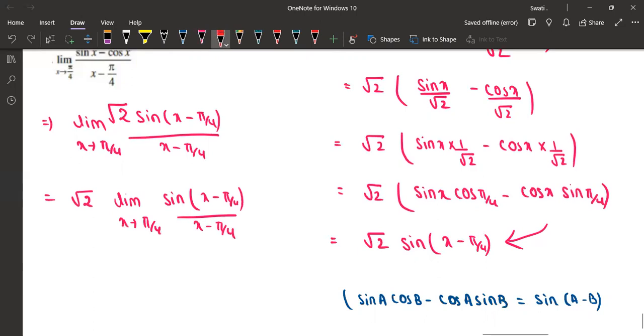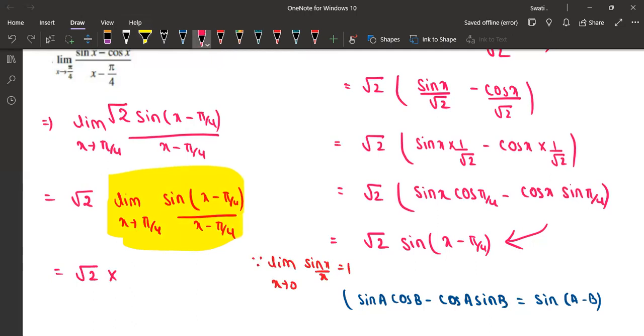Now here we are going to use the formula, and the formula is that limit x tends to 0, sine x upon x is 1. Using this formula, of course, this entire thing is actually 1 only, right? Therefore, this will become root 2 times 1. And the answer is root 2. That's the answer. All right, we can now move to the next question.